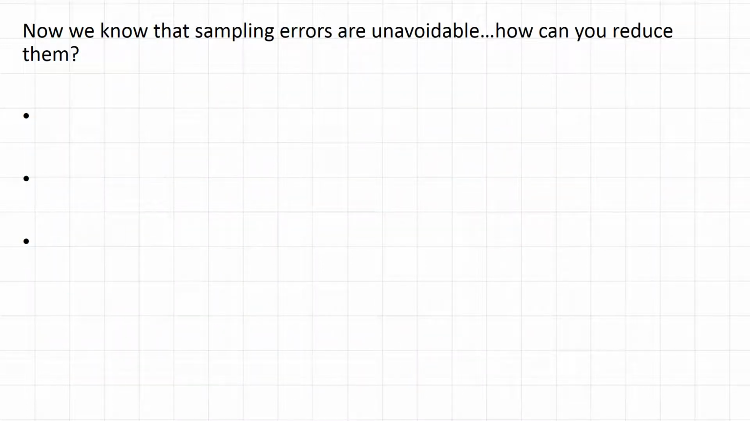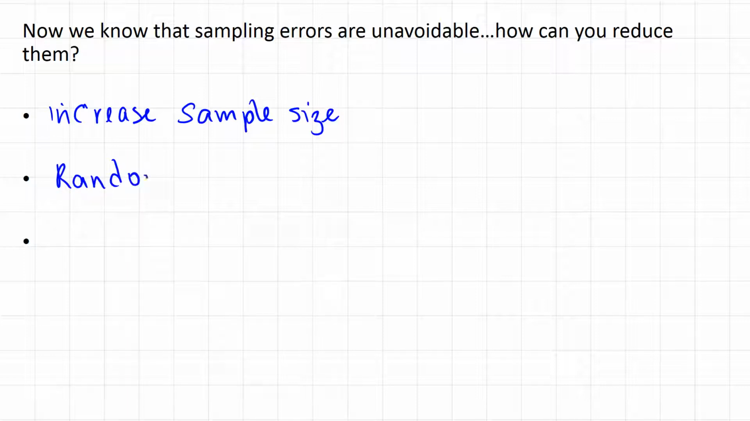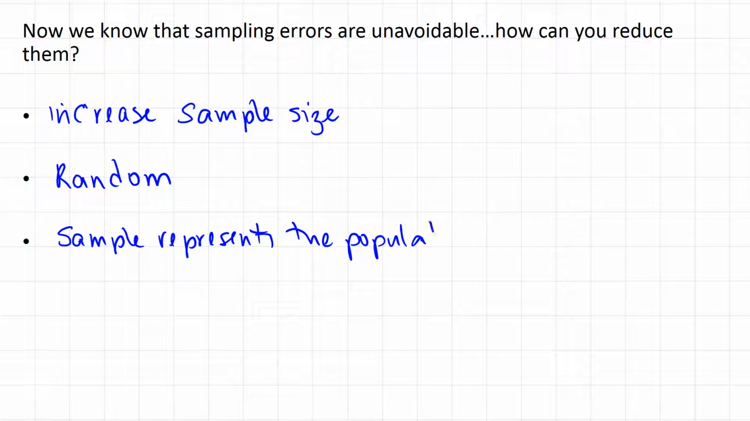So now we know the sampling errors are unavoidable, but how can we reduce them? You can increase the sample size. You can make sure the sample is random and that the sample represents the population. Those are the 3 main things that you need to take care of in order to reduce sampling errors.